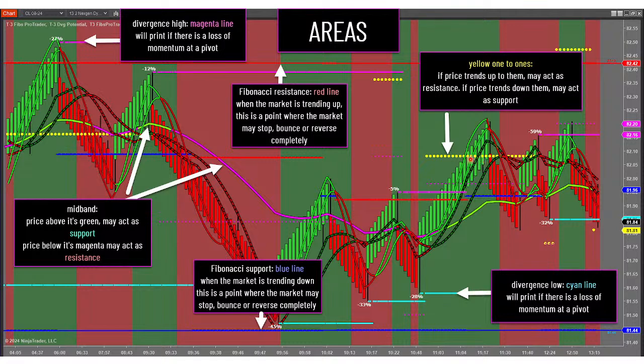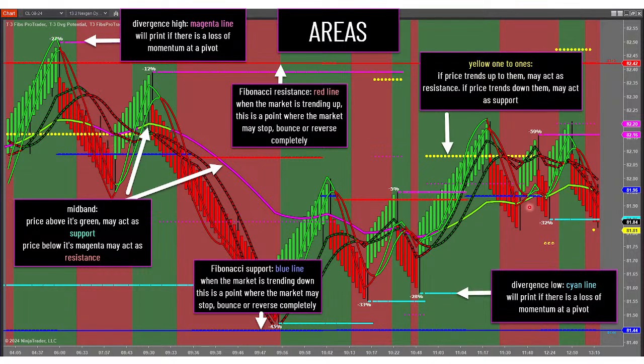If the market is trending up, they may behave as resistance. If the market is trending down, they may behave as support. All of these areas are where the large crowd may react, where the buyers buy, where the sellers sell, where the profits are taken, trades are entered, and sometimes just where the buyers and sellers can't figure out who's going to win. And very often you'll see a dance right at these areas that we don't have to be a part of.